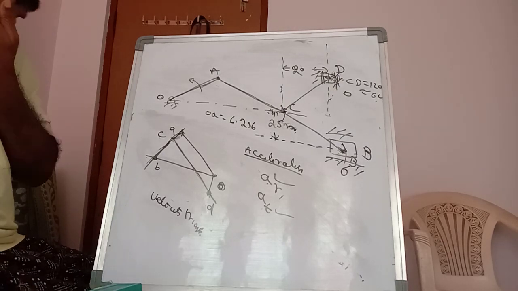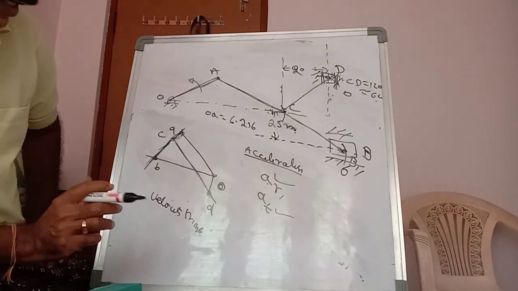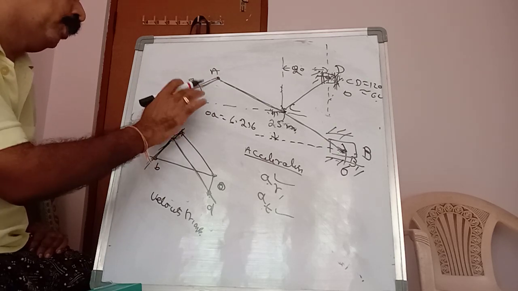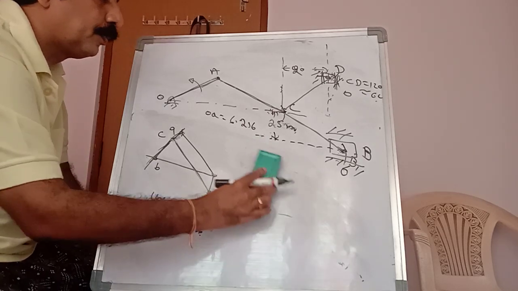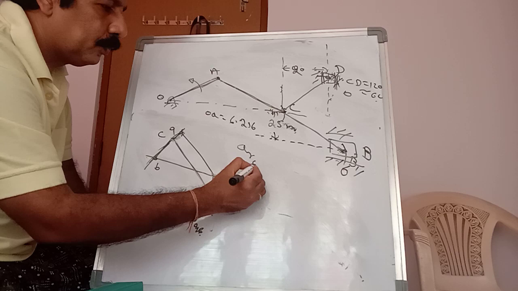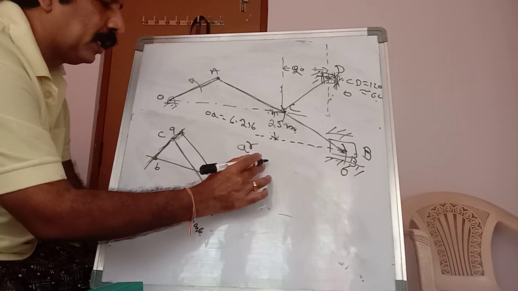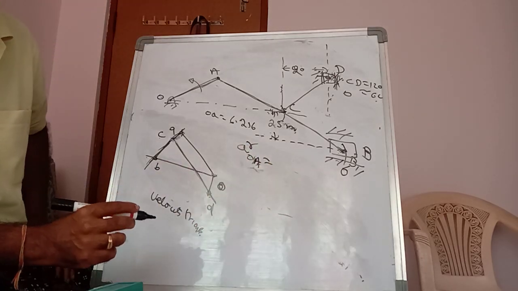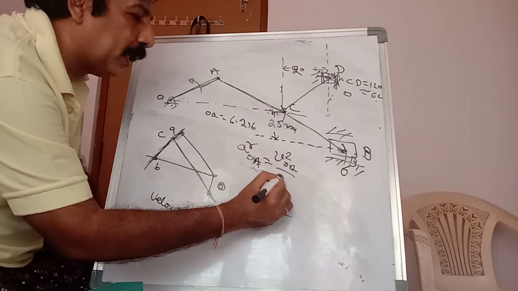So similarly here, what is the initial value? First we will find the radial component of OA. Because OA is a crank, there will be only a radial component. So first we will find the radial component of OA, that is A OA radial component.